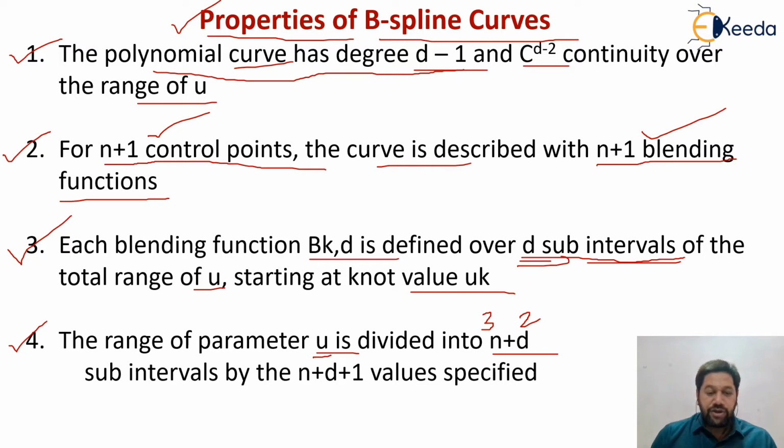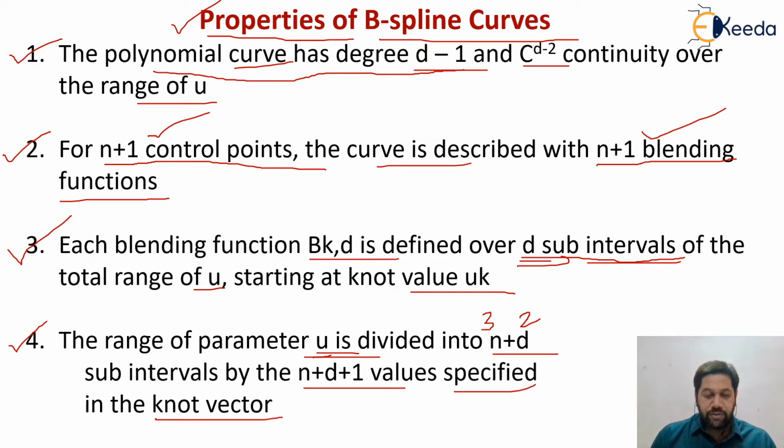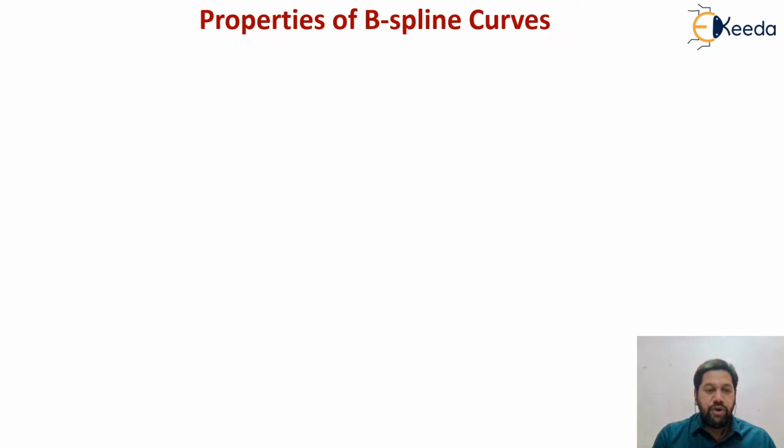Definitely, I have just added the sub interval n plus d, by the n plus d value which is specified in the knot vector. So there is no need to consider the value directly here; the range of u will be considered from n plus d sub intervals to the n plus d plus 1 value specified in the knot vector. No issue with this, because if I have n control points, the value will be n plus 1, since the starting point and the end point should be a minimum of 2 values. So let us continue this discussion.